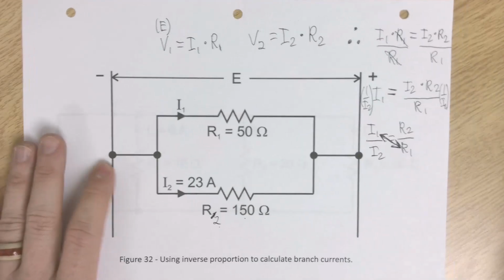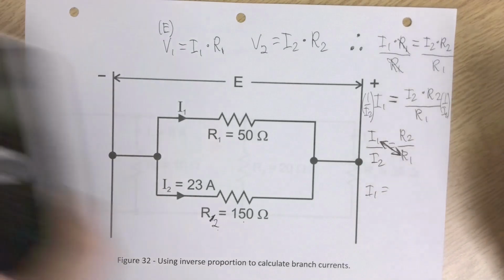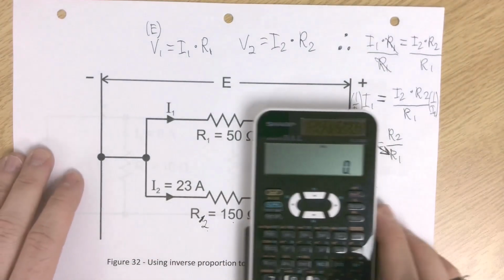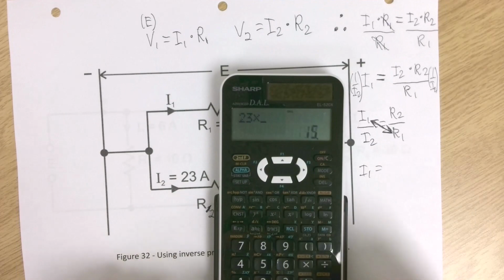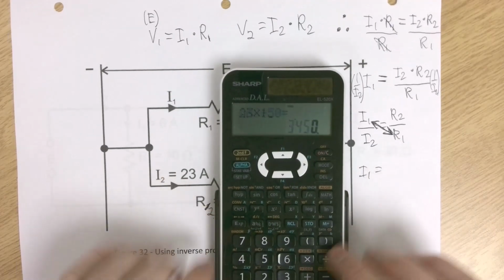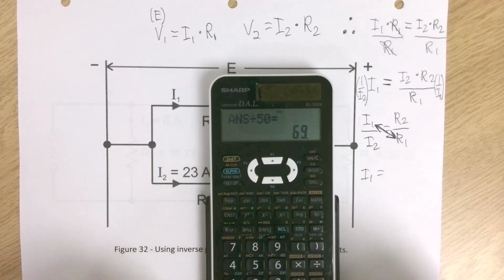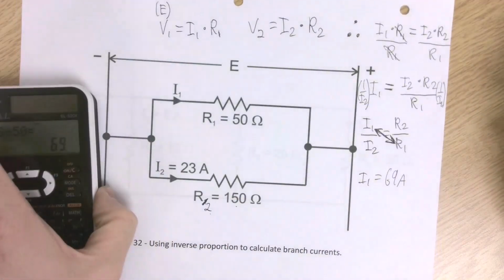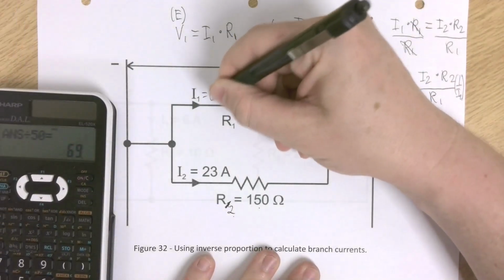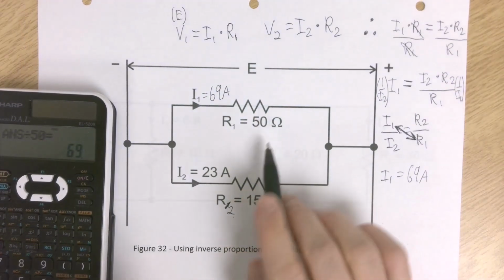So I1 is going to be equal to, if we wanted to quickly calculate this, I2, which is 23, times R2, which is 150, divided by R1, which is 50. It's going to give us 69 amps. So we're going to have more ampacity on the branch with smaller resistance.